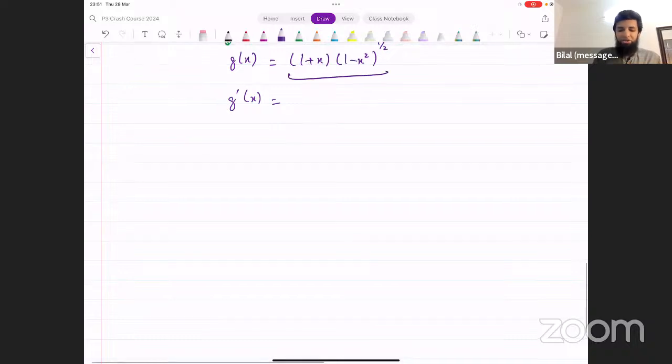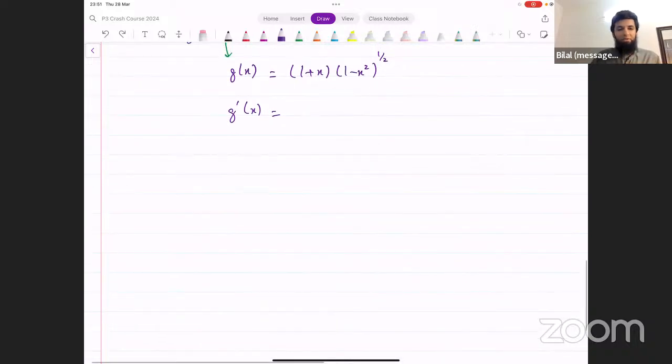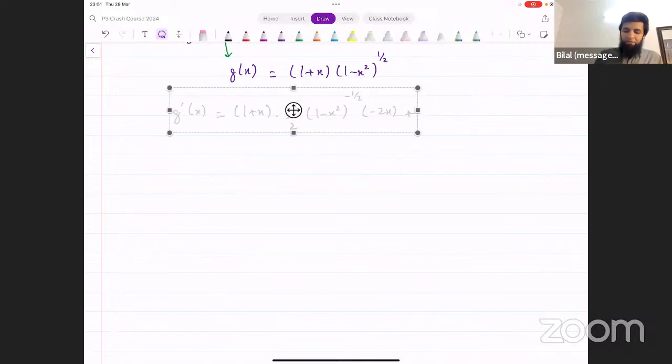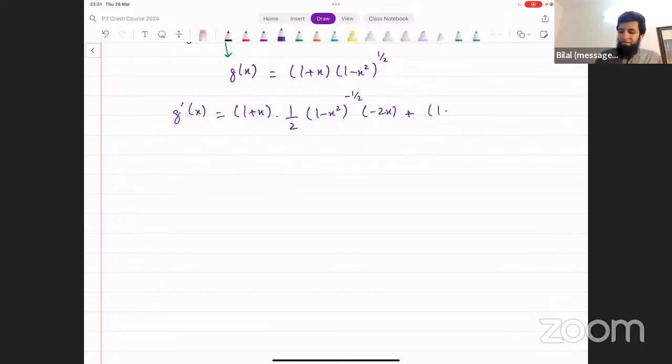Now how do you differentiate it? It's a product: uv dash plus vu dash. So u remains as it is. Derivative of this is going to be 1 over 2 into 1 minus x squared to the power minus 1 over 2, subtract 1 from the power, multiply by the derivative of the inside, which is minus 2x, plus vu dash. Now v remains as it is, 1 minus x squared whole raised to power 1 over 2, into u dash, the derivative of 1 plus x, that's just 1. This is the derivative of the gradient of the normal.